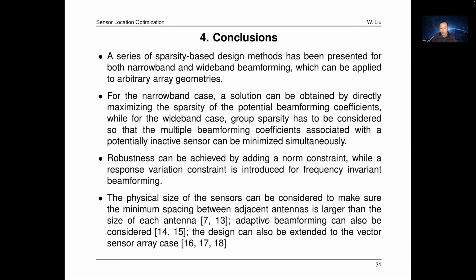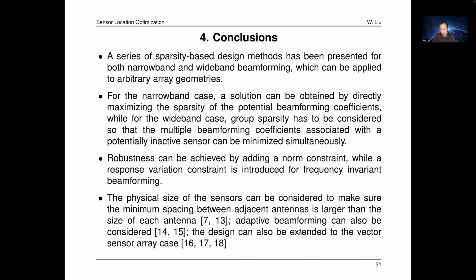And also, we only consider the fixed beamforming case. So the beamforming coefficient is independent of the data. However, we can also apply the idea to the adaptive case for adaptive beamforming. The problem with adaptive beamforming is, okay, for each change of the scenario, then the set of optimum locations obtained will be different. So it's not an easy task. One solution is maybe you consider all beamforming scenarios and you find the average performance with the average set of sensor locations. So basically, the set of sensor locations will give you an overall good response for all beamforming scenarios. That's for the adaptive beamforming case.